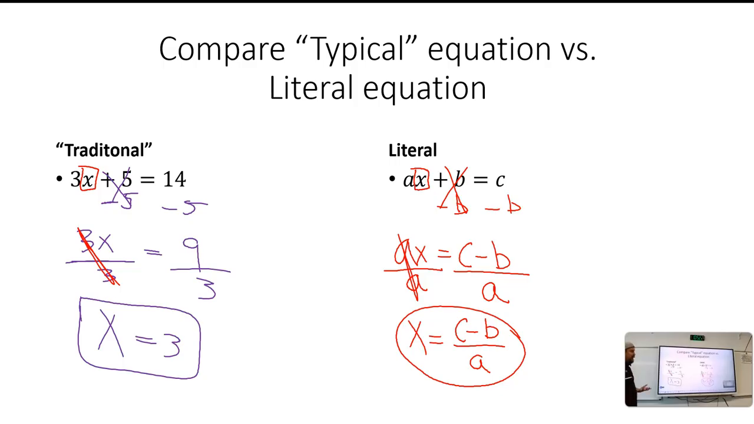So I could use this as a formula if I always wanted to solve for x. This is how they find formulas: first they solve the literal equation, and then you can just plug things in to find the actual numbers if you were using it as a formula. So it's the same thing as you've been doing when solving equations. We just have letters the whole time instead of having x equals some number.